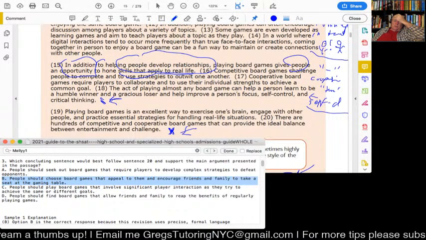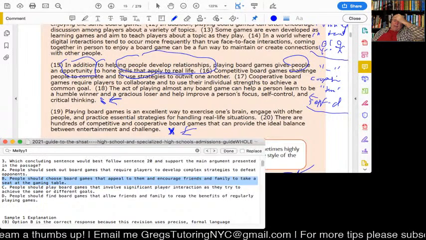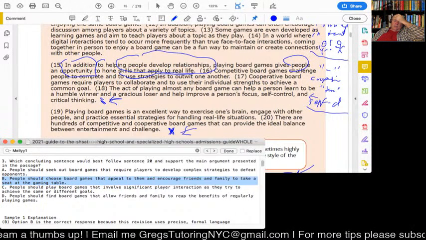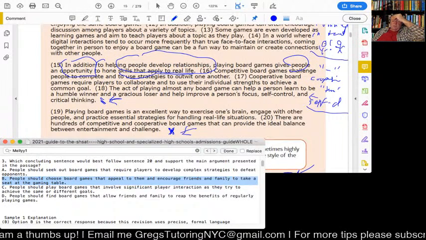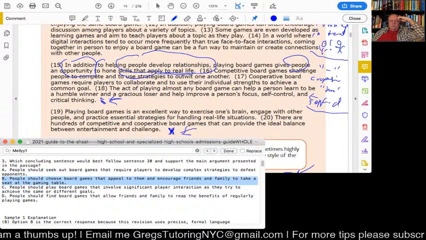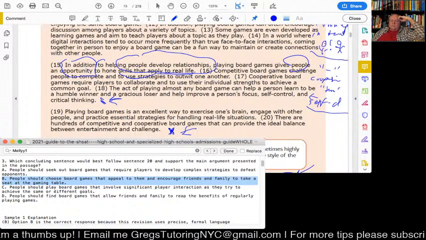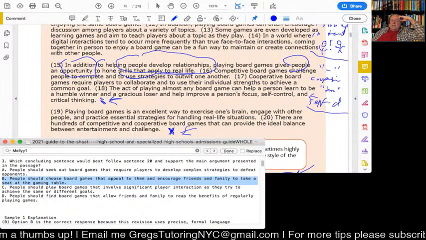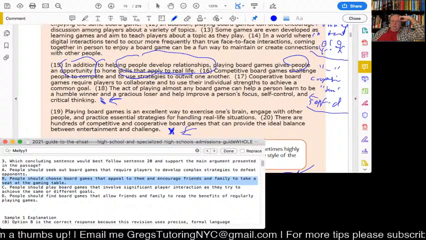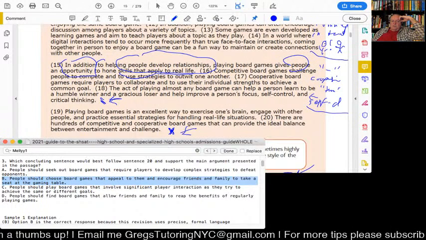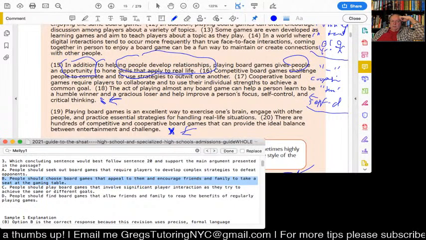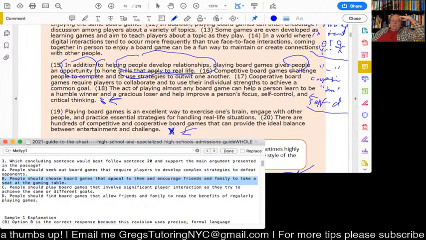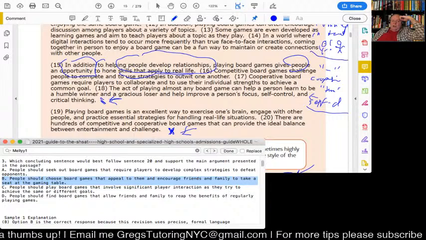There are hundreds of board games that can provide the balance between entertainment and a challenge. So let's rip apart B again. People should choose board games that appeal to them. That's part of what 19 is saying. Okay? And encourage friends and family to at least take a seat at the game. And that's what it's saying, engage others. So B seems to be spot on.